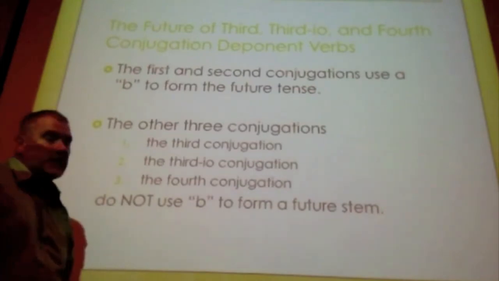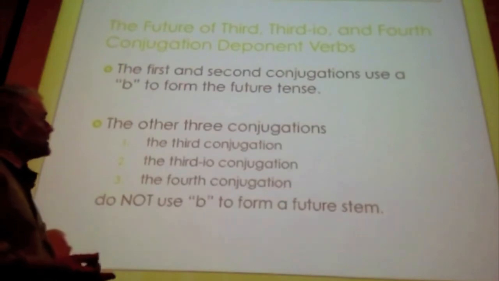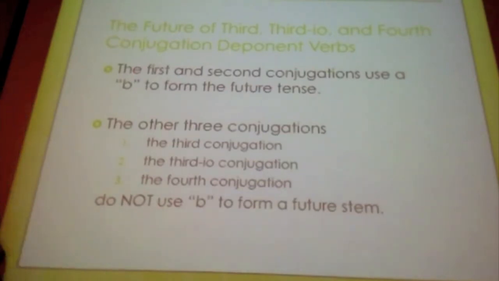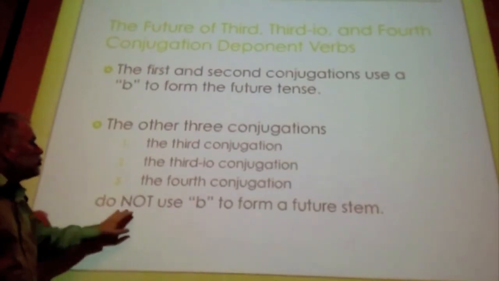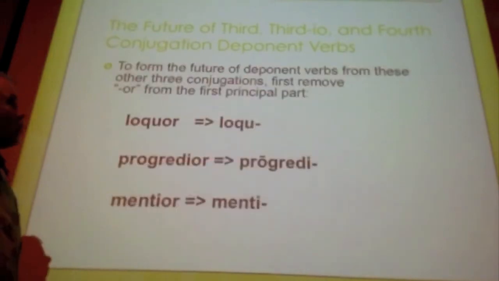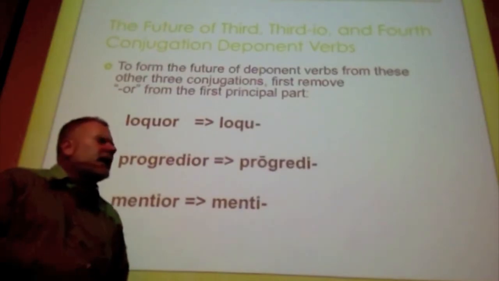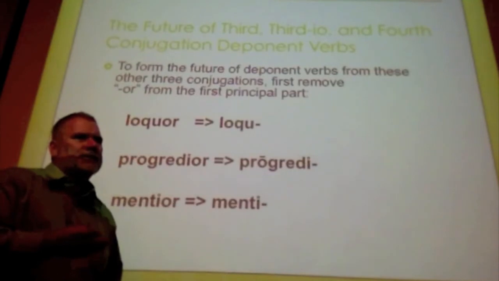Now, as with non-deponent verbs, the first and second conjugations of deponent verbs use a b to form the future tense. The other three conjugations, the third conjugation, the third io conjugation, and the fourth conjugation, do not use b to form the future stem. Well, how then do we form the future of deponent verbs? It's very, very similar to forming the future of non-deponent verbs in these conjugations.